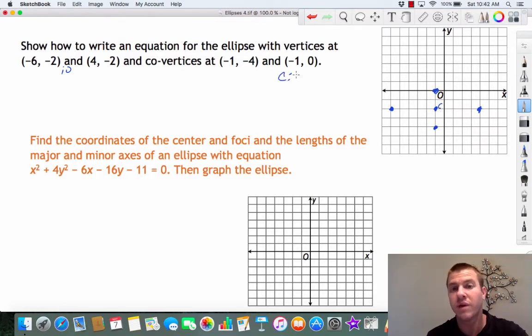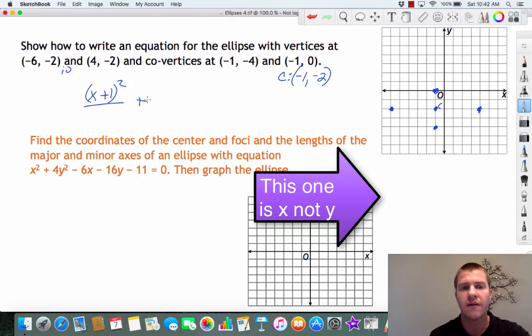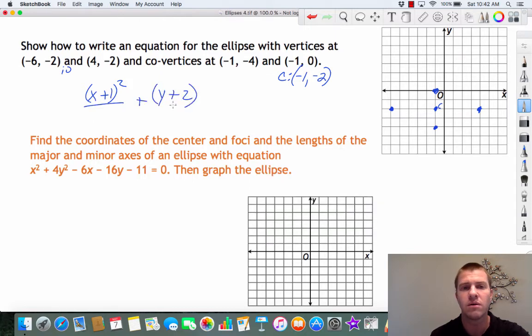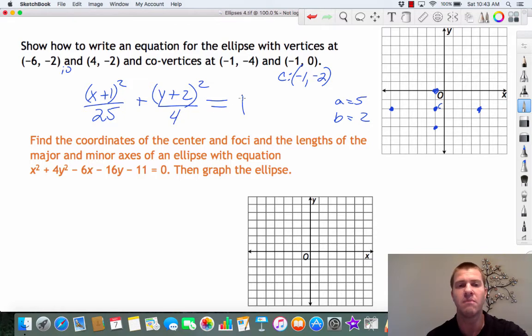Halfway between each. So because the center is at -1, -2, I can start my equation at x plus 1 squared, and this is plus in between, y plus 2 squared equals 1. And then I have my denominators to take. Well, the denominators are the a and b squared. The x is larger, and the a is a distance of 5. It's basically from the vertex to the center, or half the distance between the vertices. And the b is 2. So this becomes 25 under the x because that's my major axis, and this is 4 because I'm squaring the b under my minor axis.